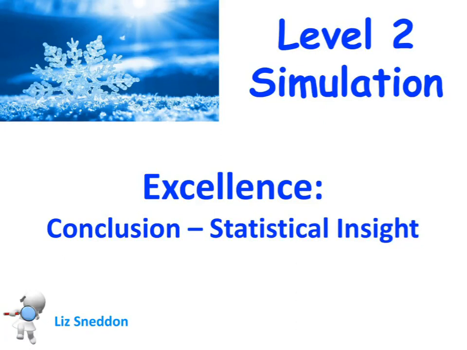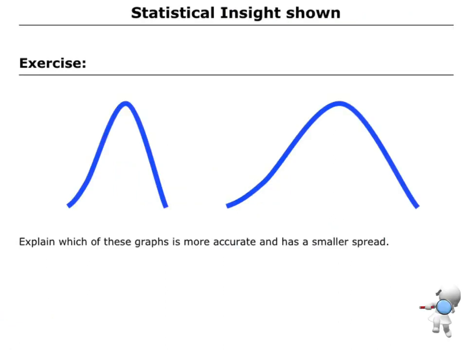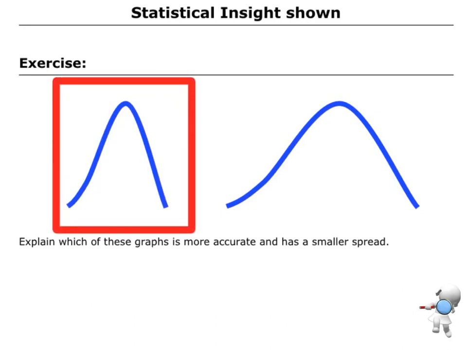Okay, let's have a look at some statistical insight ideas that we can share at excellence level. So one of the things, I've drawn this little diagram here, and I want you to think about which of these graphs is more accurate or more precise. And I want you to think about it in terms of the spread. The more spread out the data is, the more variation that we have going on in our results, okay? So in this case, the graph here on the left, that is more precise, okay?